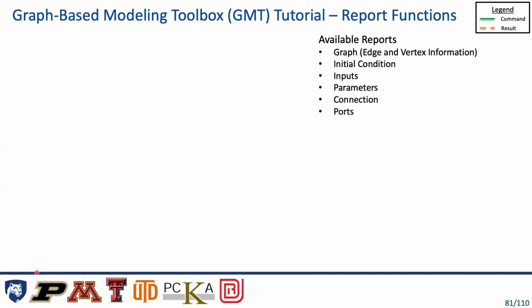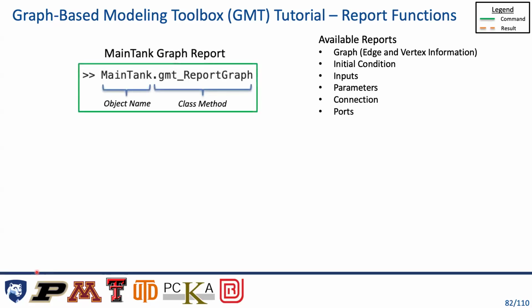There are some report functions in the toolbox. This is another way to interact with the data. We can generate tables related to the edge and vertex information if we're first working with a model and want to understand a little more, such as the initial conditions, inputs, and parameters. To do that, we use the same syntax. We call our object, followed by the method. All the reports are abbreviated GMT_report. In this case, the graph report is graph_graph.